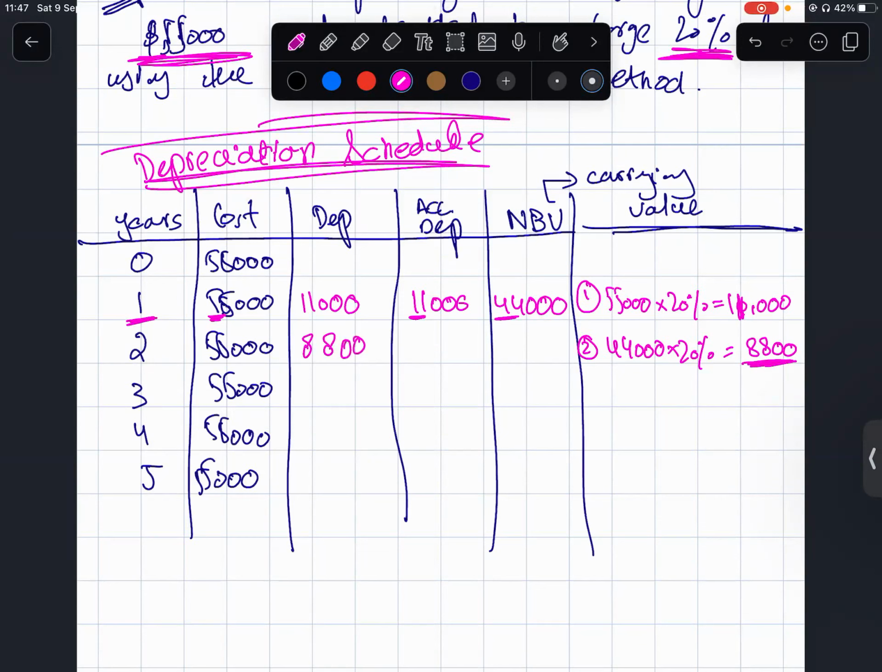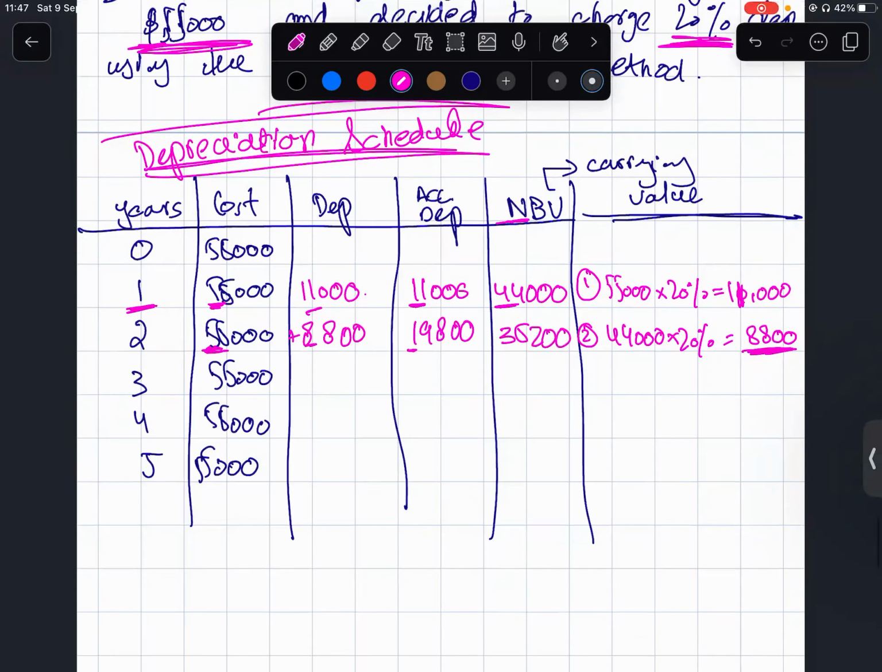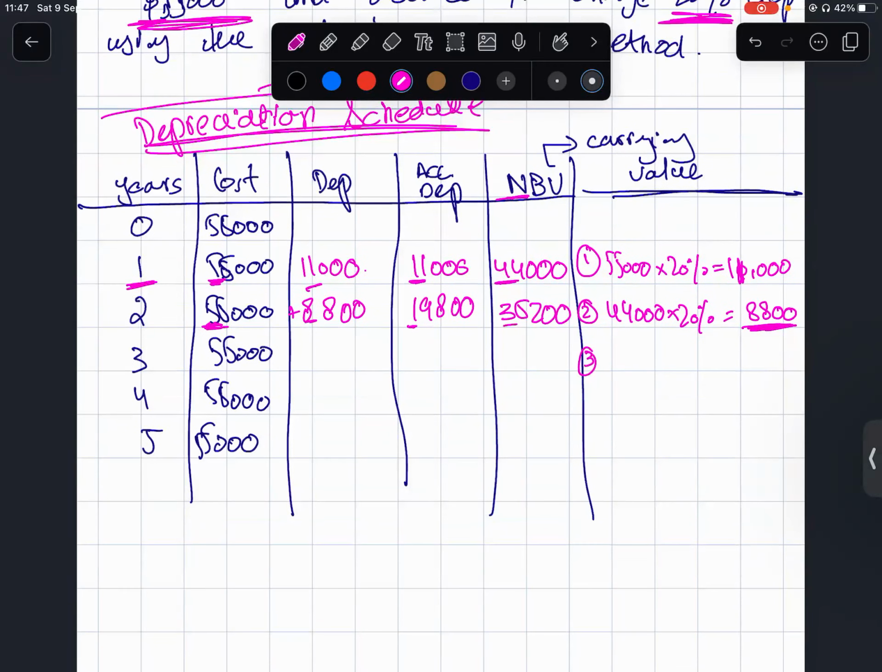We will write 8,800 here. Now the total depreciation at the end of year 2 would be this 11,000 plus this 8,800. So we will have 19,800 of accumulated depreciation. Then our net book value would be this 55,000 total cost minus 19,800. Our net book value will be 35,200. For year 3, again, we'll take the net book value, which is 35,200, multiply that by 20%, and arrive at 7,040. This is our charge for the year.